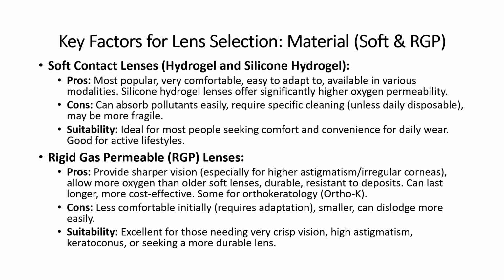On the other hand, rigid gas permeable, or RGP, lenses are hard contacts that offer remarkably sharper vision, especially for higher astigmatism or irregular corneas. They provide excellent oxygen flow, are very durable, and resistant to deposits, often making them more cost-effective long-term. Some are even used for ortho-K, to reshape the cornea overnight. However, RGPs require an adaptation period due to initial discomfort, are smaller, and can dislodge more easily. They are an excellent choice for those prioritizing very crisp vision or with specific corneal conditions.